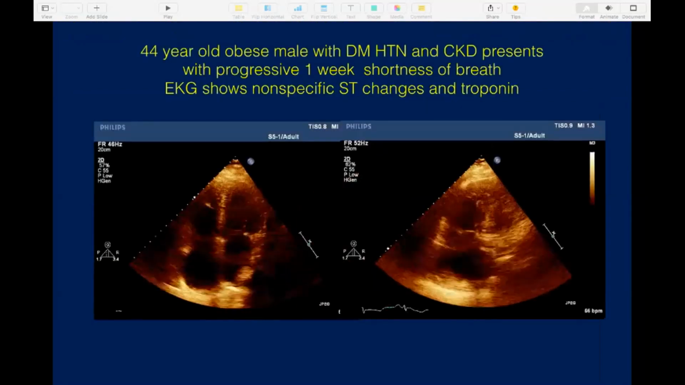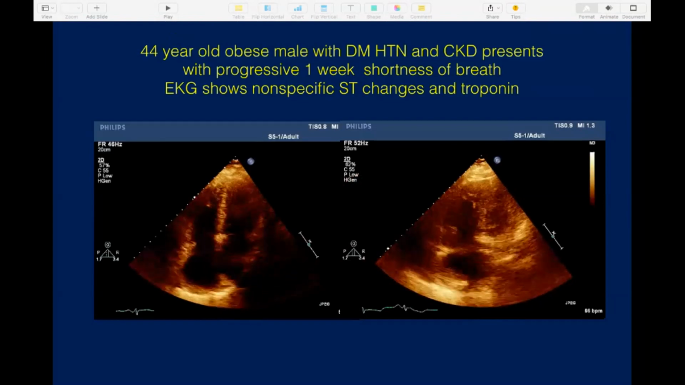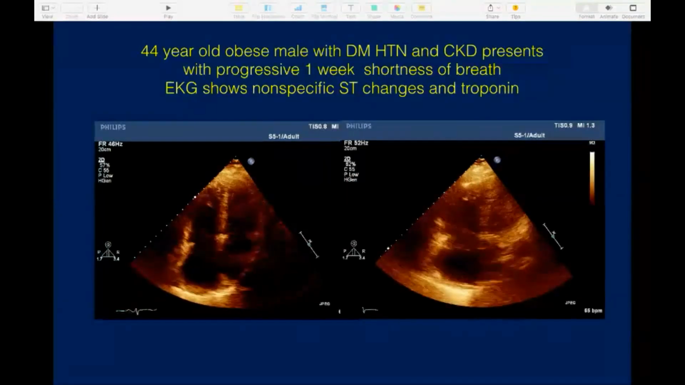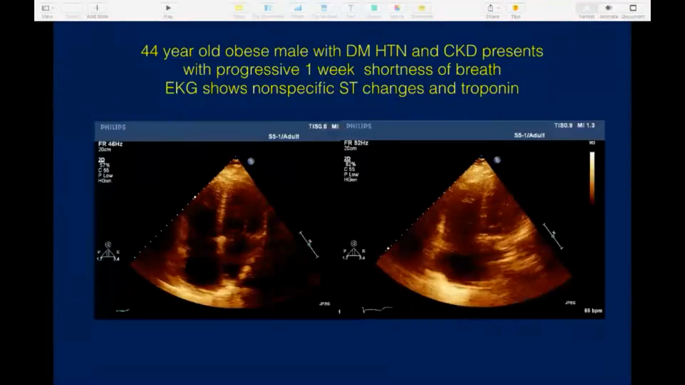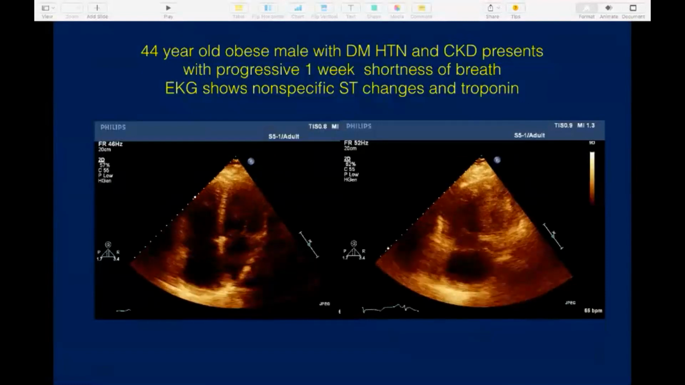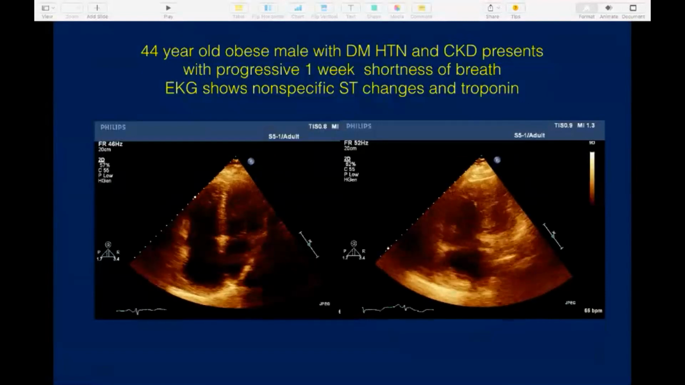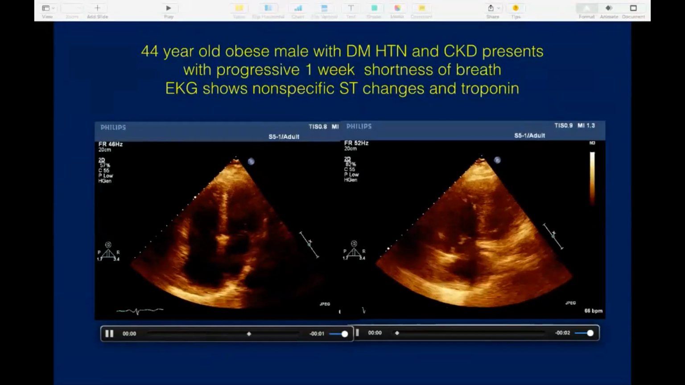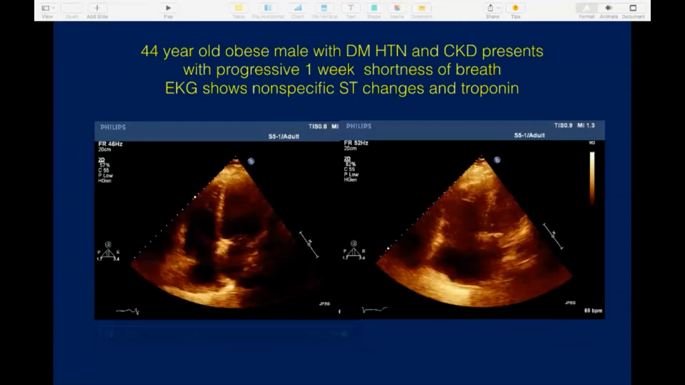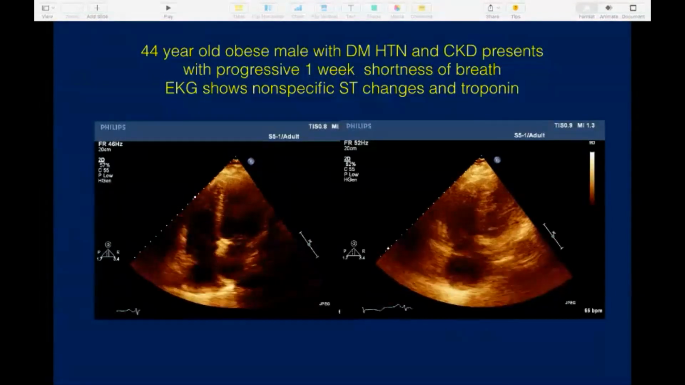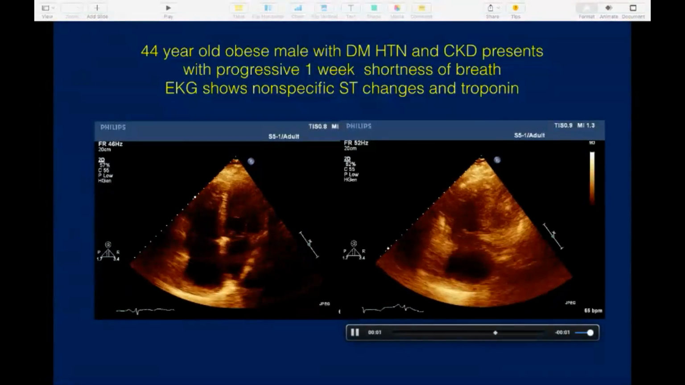And then I just wanted to finish up with this particular case, which is a patient with diabetes, hypertension, and CKD with progressive shortness of breath for 1 week. EKG showed non-specific ST segment changes and troponin leak. And you can see, for starters, the left ventricle appears to be working okay, but the RV is not very well seen. In some of these views, with a little bit of a tilt, you wonder whether the right ventricular free wall is definitely hypokinetic.